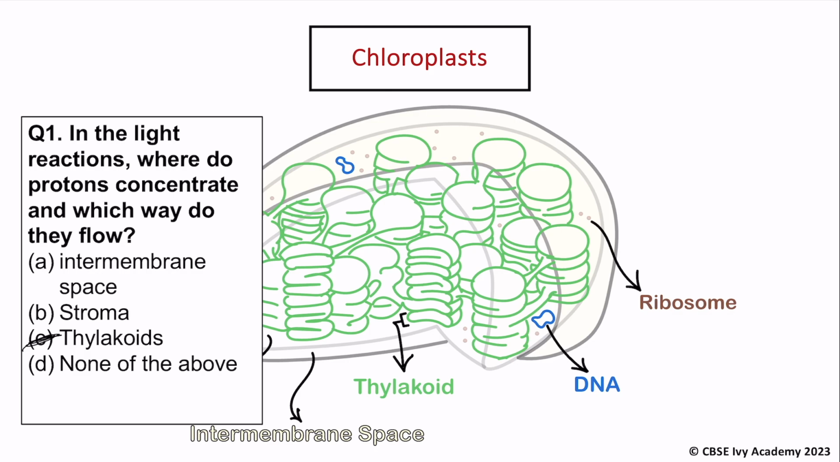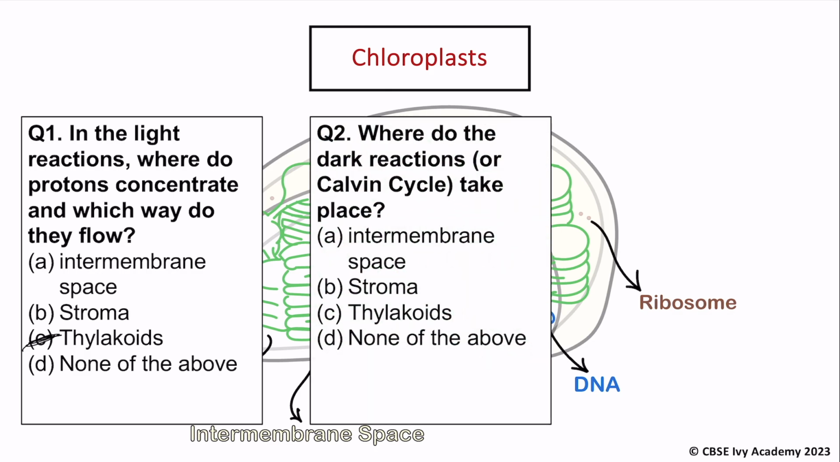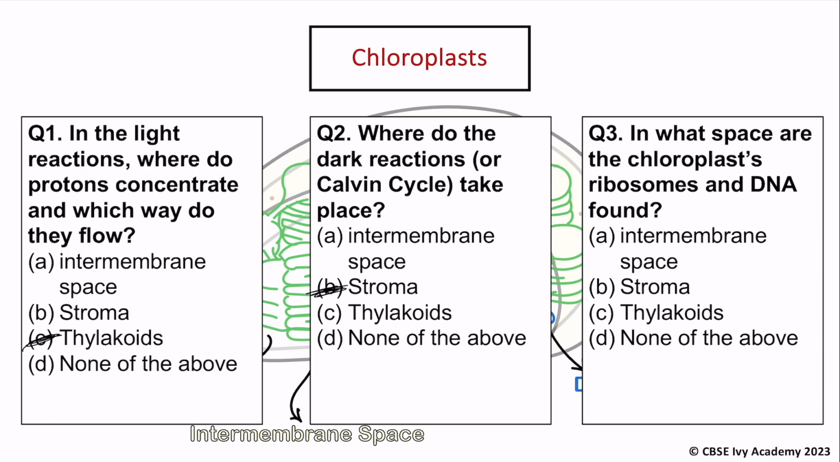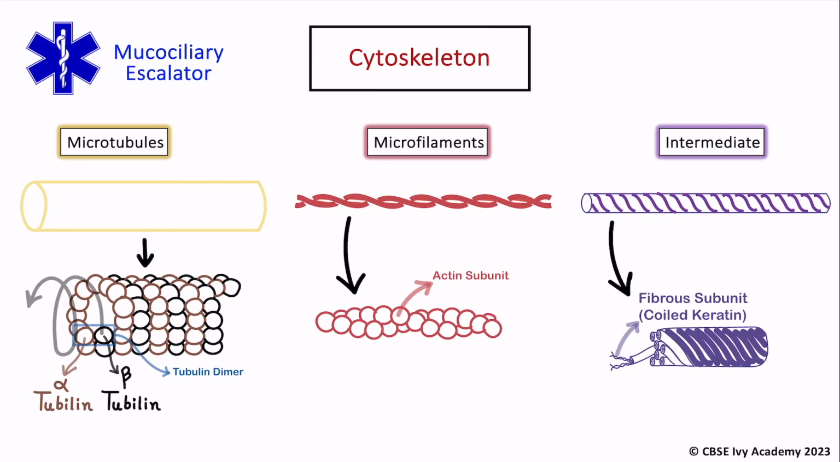Question number 2. Where do the dark reactions or the Calvin cycle take place? They take place in what? The intermembrane space, stroma, or thylakoids, or none of the above? The answer is stroma. And lastly, in what space are the chloroplasts' ribosomes and DNA found? Are they found in intermembrane space, stroma, or thylakoids? And the answer is the DNA and ribosomes are found in the stroma. All right.